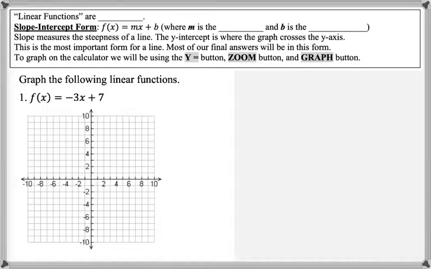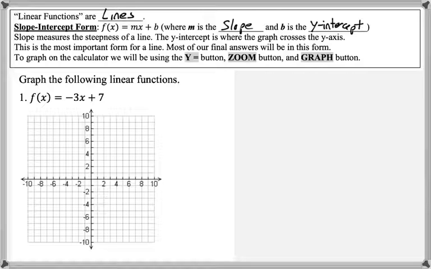This section is on linear functions, which are essentially just lines. So we have the slope-intercept form, and in functional notation, that will be f of x is equal to mx plus b, where m is the slope and b is the y-intercept. So slope measures the steepness of the line, and the y-intercept is where the graph crosses the y-axis.